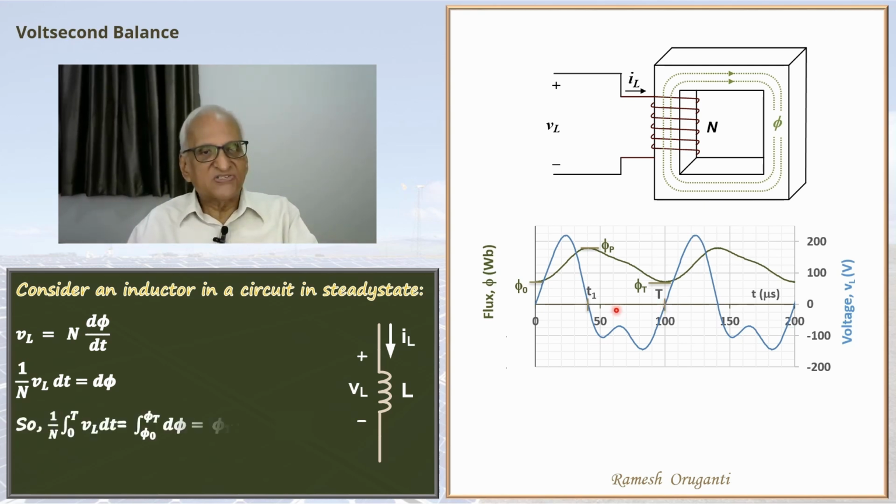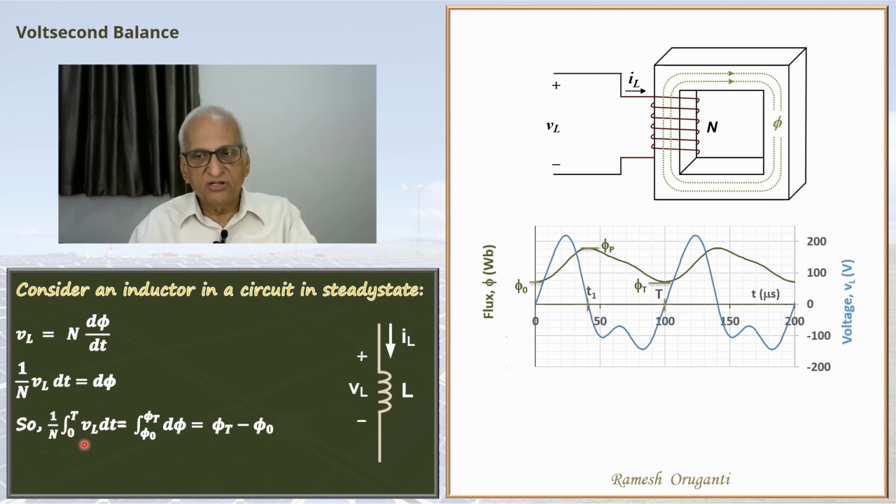Here the variable is t, so I can integrate between 0 and capital T. Here the variable is phi, so I have to choose the corresponding values of phi. So at time equal to 0, phi will be phi naught. When time equal to capital T, phi will be equal to phi t. So doing that, 1 over n integral 0 to T VL dt will be integral phi 0 to phi t d phi.